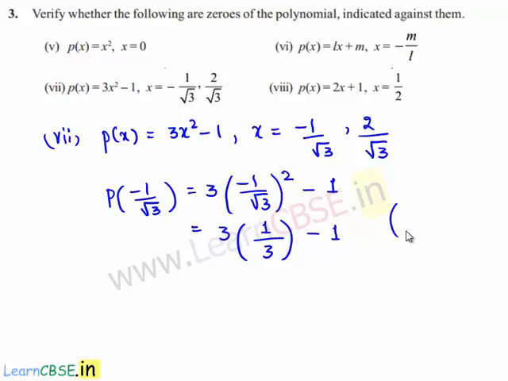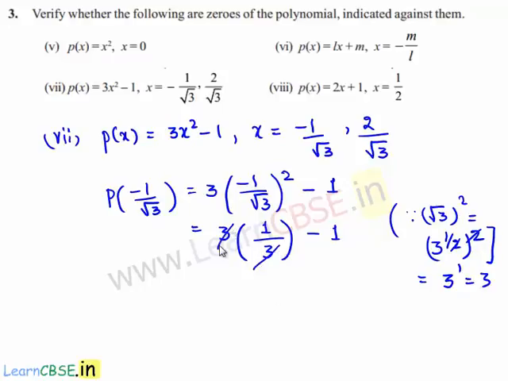This is because root 3 square can be written as 3 power 1 by 2 whole square. 2 and 2 gets cancelled. This becomes 3 power 1, which is 3. So here 3 and 3 gets cancelled and this becomes 1 minus 1, which is 0. Therefore, we can say that x is equal to minus 1 by root 3 is a 0 of the given polynomial.